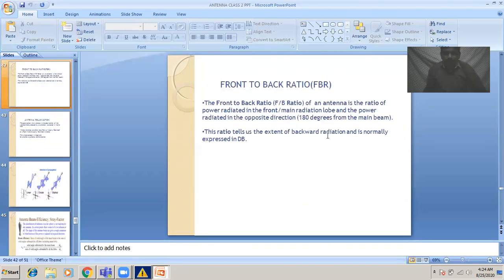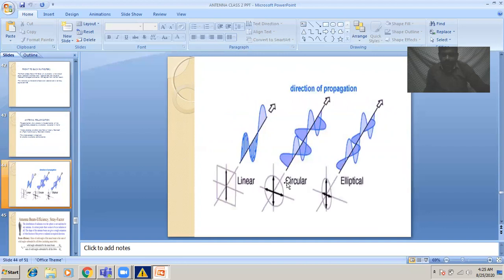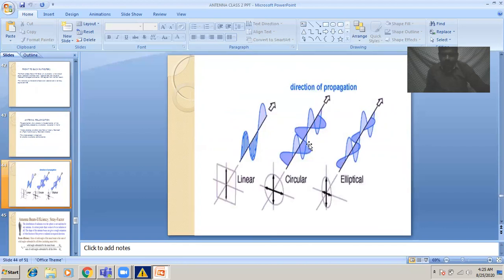Front to back ratio is nothing but the ratio of radiated power in the front direction to the back direction of the antenna. That means the front power radiation divided by the back power radiation. It is also represented in decibels. Antenna polarization: the types of polarization are generally linear, circular and elliptical.